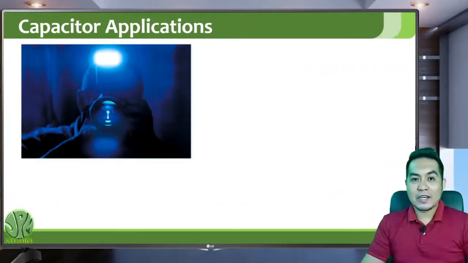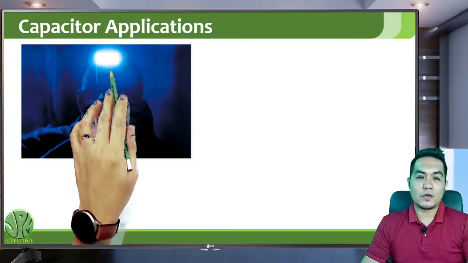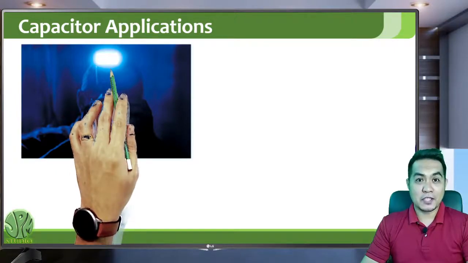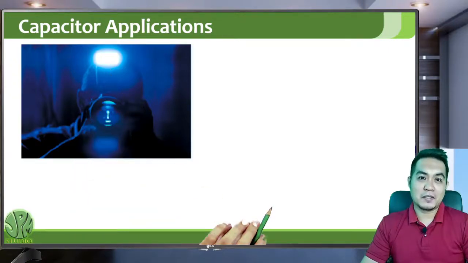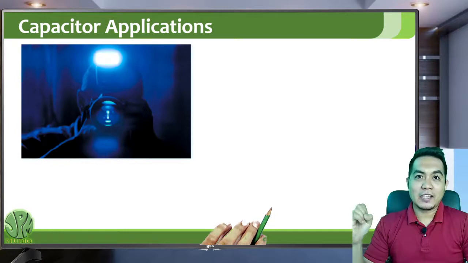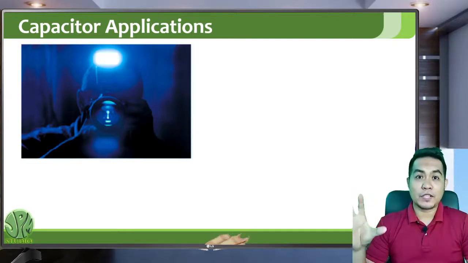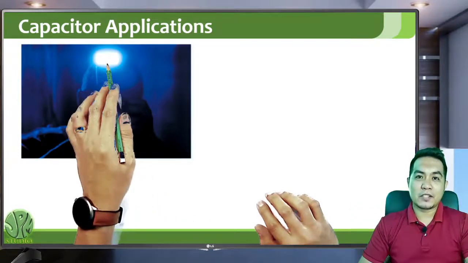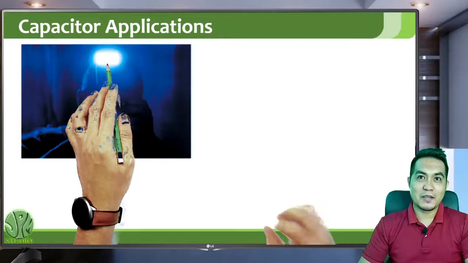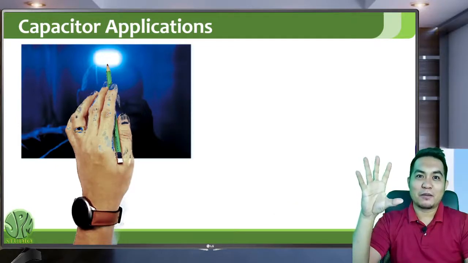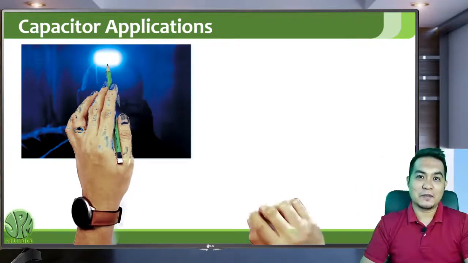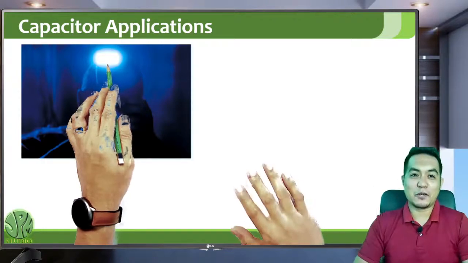There are many applications for a capacitor. Camera flashes use a capacitor. A capacitor ideally charges and discharges very quickly, meaning it will give energy for a burst, or for a brief moment of time. Imagine if you don't use a capacitor in your camera flash, then your flash will just light without turning off immediately. It's like a flashlight if you don't use a capacitor.